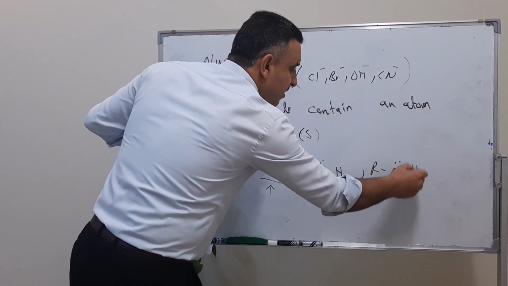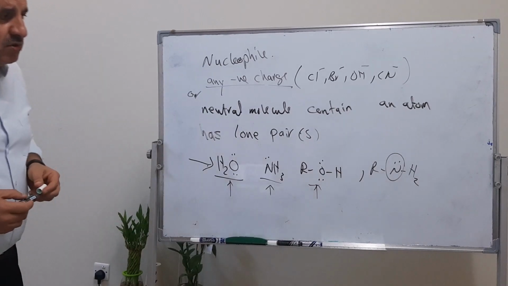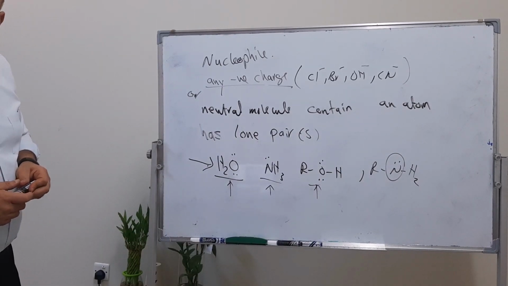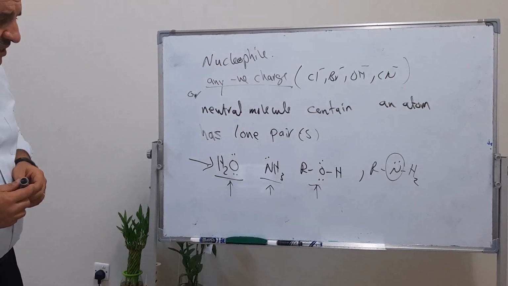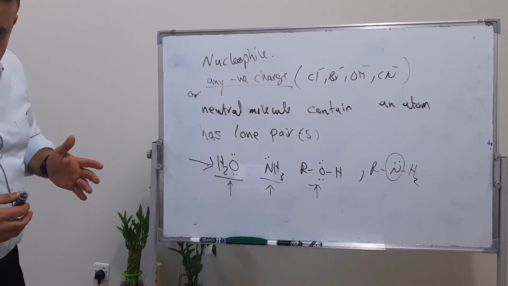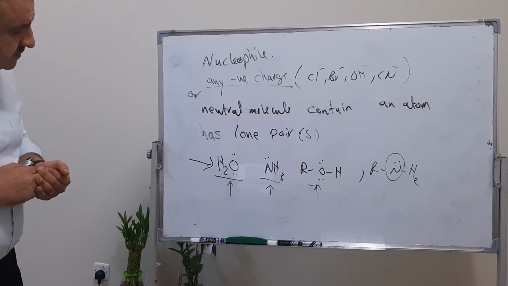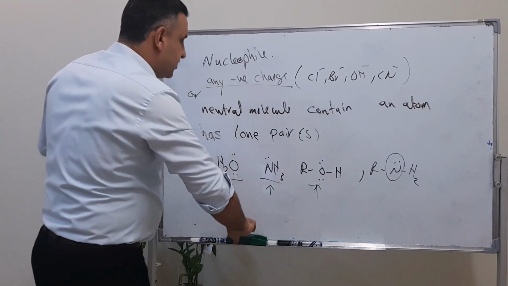Wherever we have an atom in the neutral molecule containing a lone pair or lone pairs, in this case we will consider it as a nucleophile. Clear? Is that clear? Yes. All right.